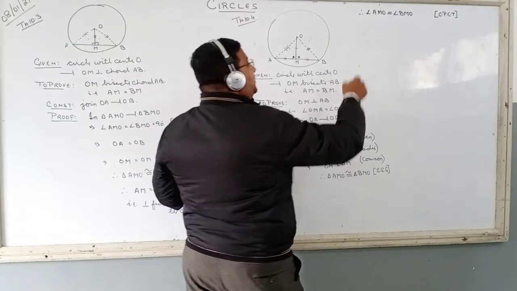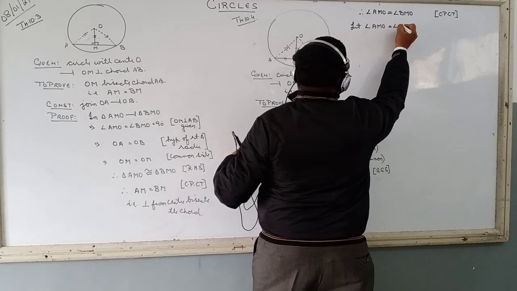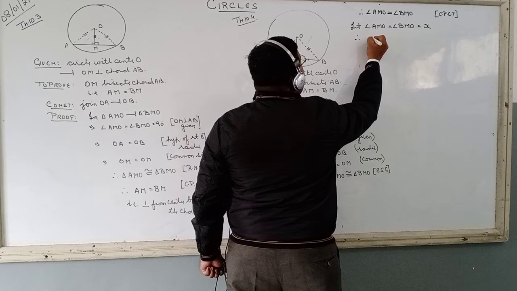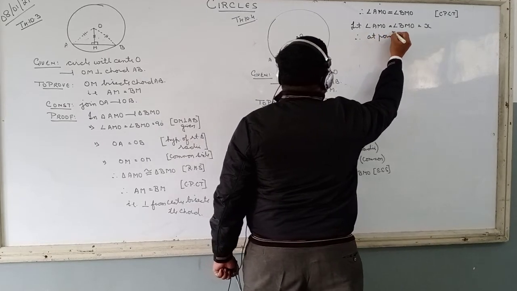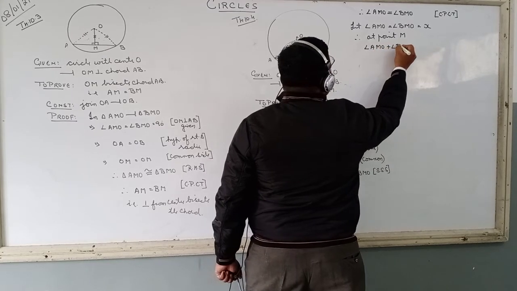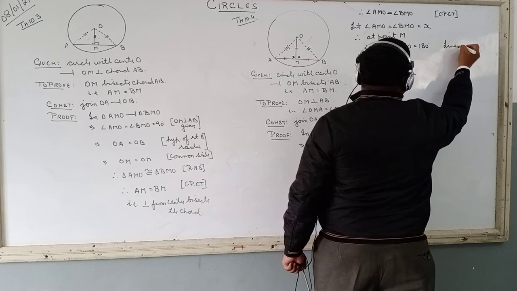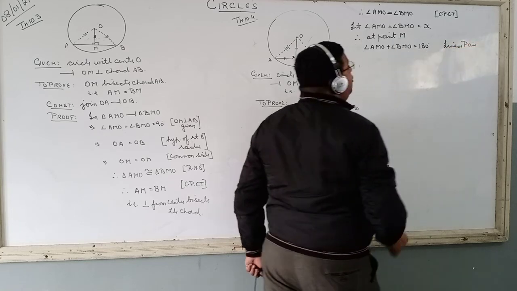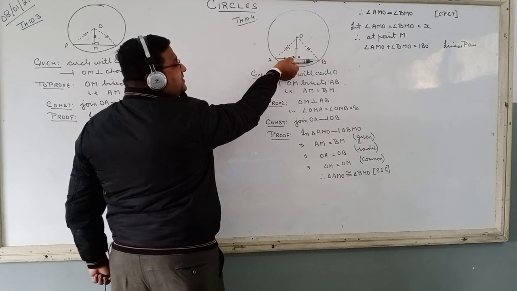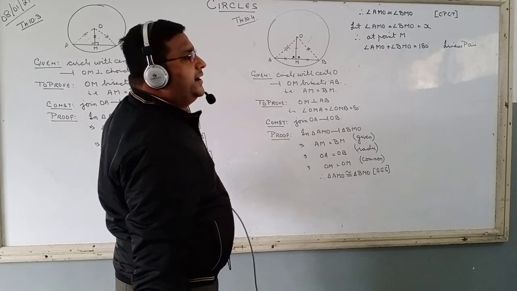So let us prove. Let angle AMO equals to angle BMO equals to x. So therefore, at point M, angle AMO plus angle BMO is equals to 180 degrees. Reason? Linear pair. They are on a straight line. Can you see that? Angle AMO and BMO, because AB is a chord, it is a straight line. So therefore, both these angles give the sum 180.